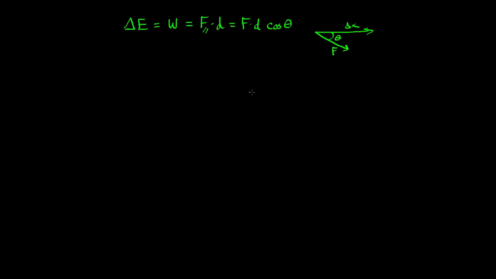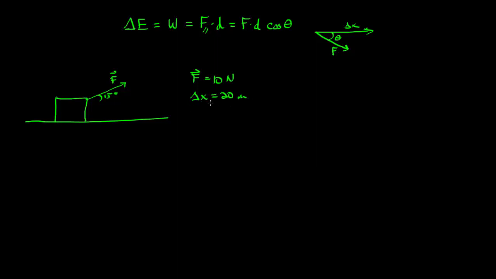Pushing straight across is pretty straightforward, so let's do some at an angle. Suppose I was pulling a box that I had tied to a rope. So we're pulling with a force at some angle of 15 degrees. If the force were 10 newtons and we pull for a displacement of 20 meters, and the angle there is theta, so theta is 15.